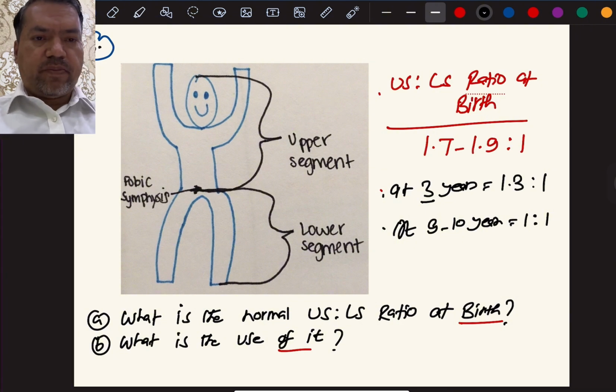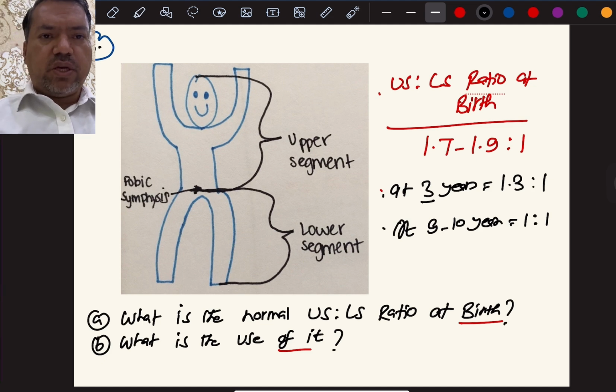So what is the use of it actually? The use is, sometimes the child will be of very short stature, and we want to know which type of short stature this is. Is it proportionate short stature or disproportionate short stature? For that we need to calculate the upper segment lower segment ratio. If the child is very short and is maintaining the upper segment and lower segment ratio, that is called proportionate short stature. Whereas if the ratio is not maintained, it is altered, and the child is very short, it is called disproportionate short stature.